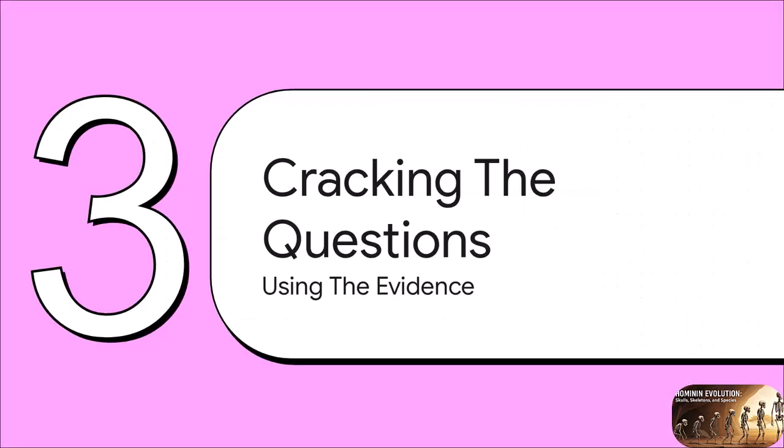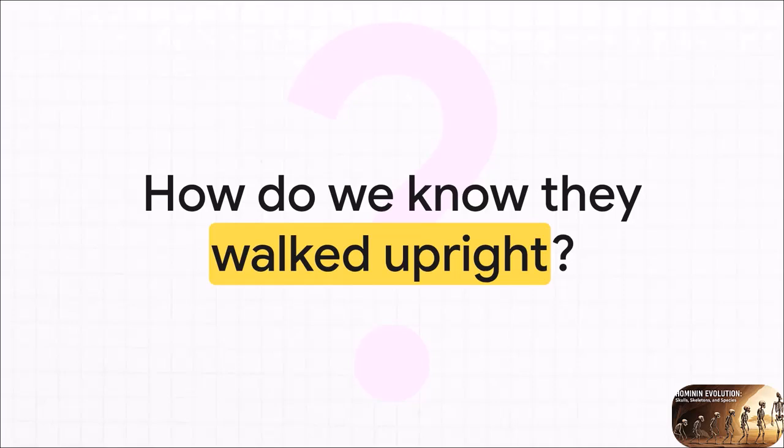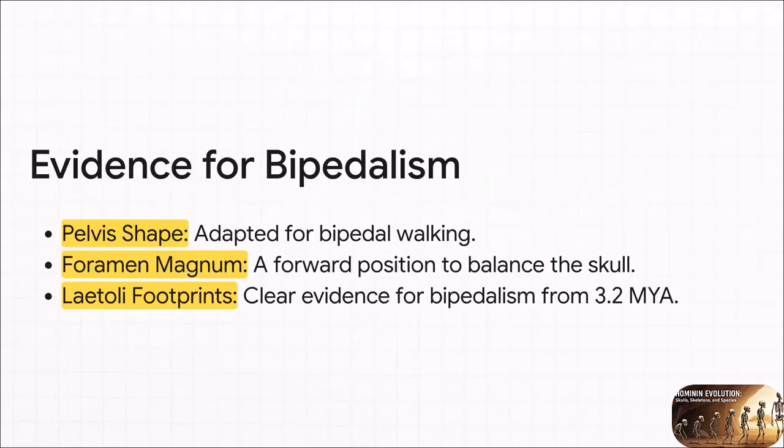All right, so now we've got the background, we've got the key players. Let's actually use this stuff to go back and crush those tough exam questions. So, how do we know these early guys walked upright? This is a huge question, and it's a great one because the answer is literally written in their bones. The evidence is just undeniable. The proof is right there in the skeleton.